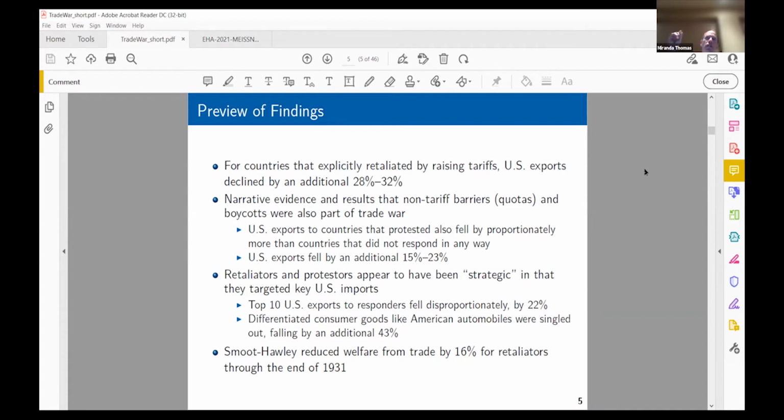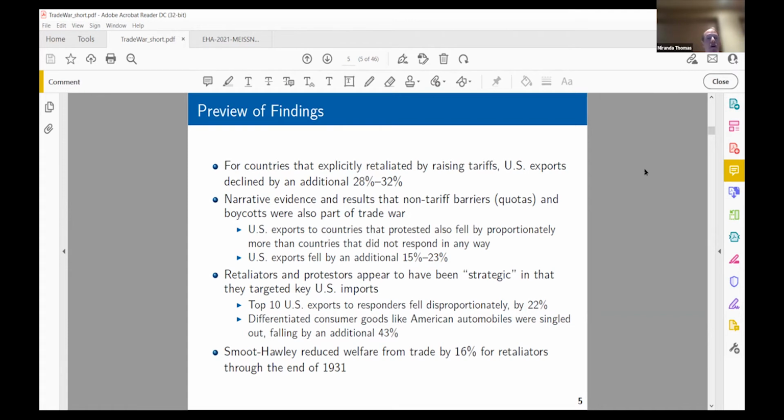And this product level data set that we put into groups is nice because we can highlight the top 10 U.S. exports to each U.S. trade partner. And we can see that those fell disproportionately as well, by around 22%. And how could they do this in the framework of MFN treaties at the time? They could do it in part because goods like American automobiles were product differentiated goods produced by high profile companies like Chrysler, Ford, GM. And when we look at just that category of automobiles and parts, those fell by an even more pronounced amount, by 43%.